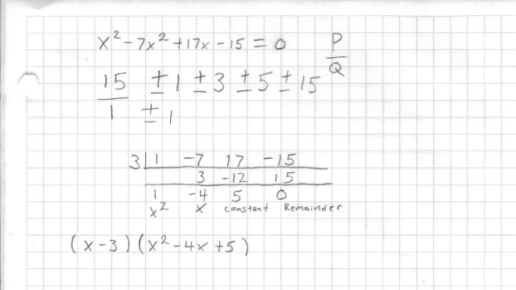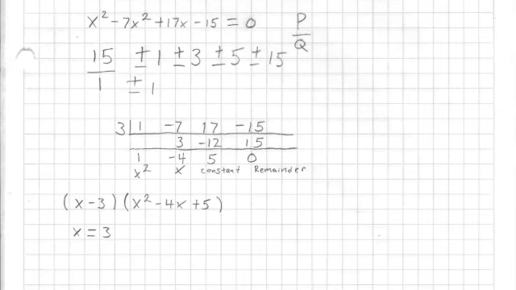We can now find our zeros. First, x minus 3 is equal to 0 when x is equal to 3. Our first zero is 3. We can then use the quadratic formula to find the zeros of the polynomial x squared minus 4x plus 5.